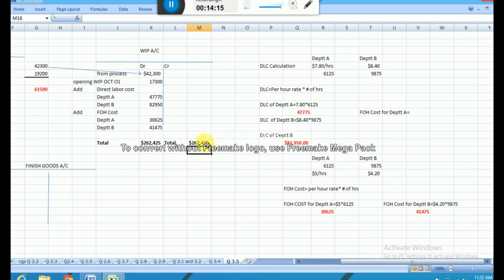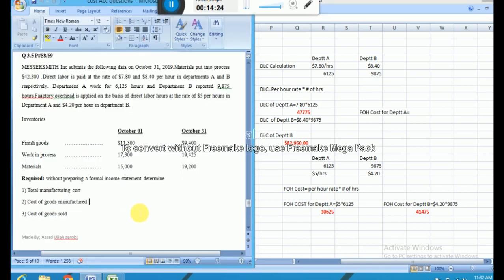$2,62,425. This will be our credit side as well. But look at the question. The question says that 17,300 is the work in process remaining from the previous month. So we add it. But in the current month, if we look, 19,425 material is left. Work in process is left. It means this work in process is not converted to finished goods in the month of October.